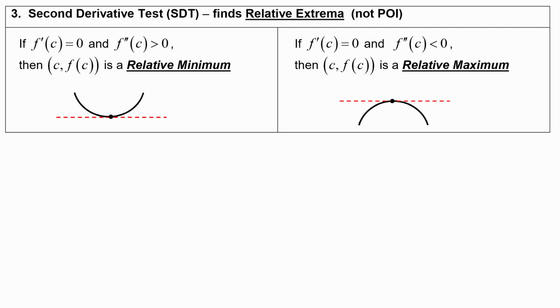If instead the first derivative is 0, meaning we have a horizontal tangent, and the second derivative is negative, meaning that it's concave down, then that means the only thing that could be happening at x equals c is a relative maximum. So next we'll try an example and see how this rule works.